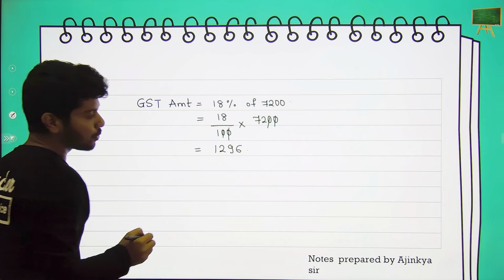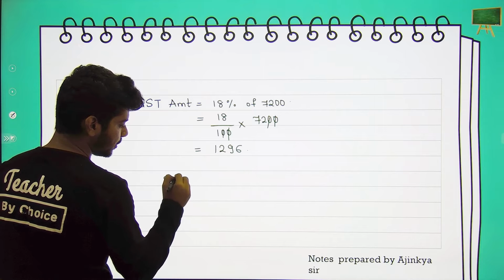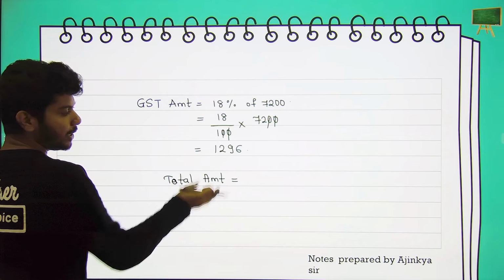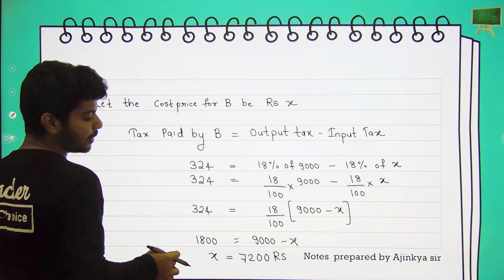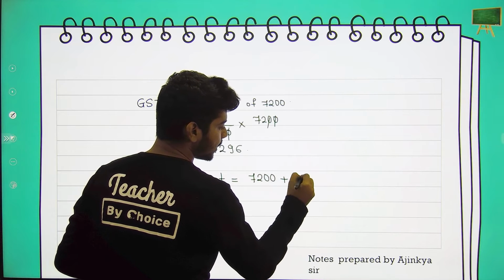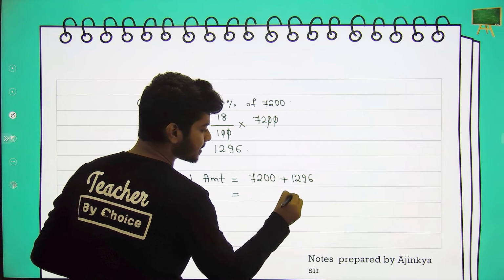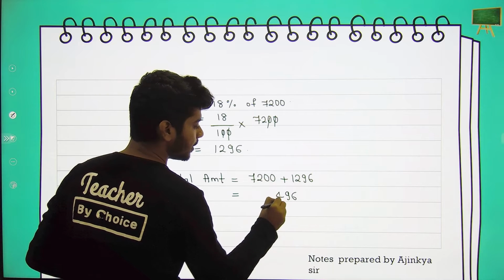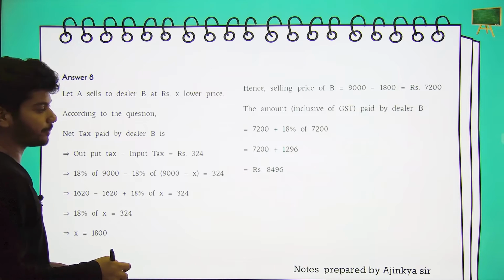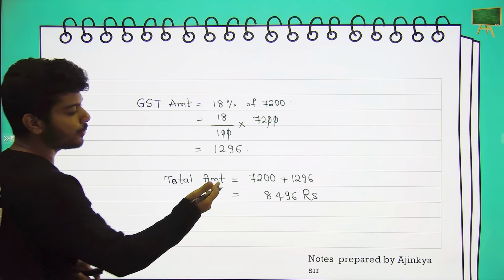So the total amount would be equal to 1296 plus 7200. Let's add it. 6 plus 9 is 96, 2 plus 2 is 4, and 7 plus 1 is 8. 8496 rupees is the total amount inclusive of GST. So this is how you need to calculate.